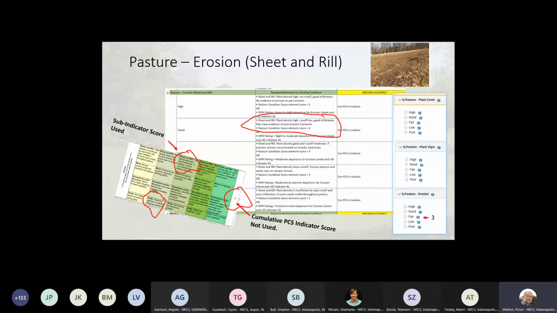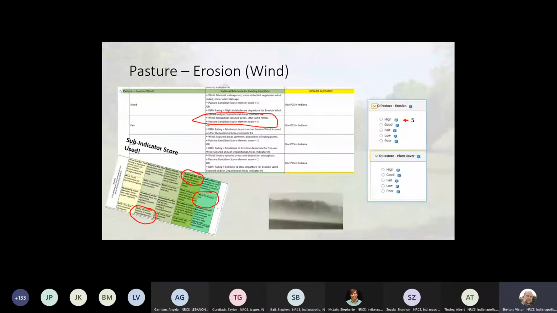Wind erosion is kind of the same way. It reflects only two indicators though, plant cover and wind erosion. So if you rated the individual sub-indicator for wind as a 5, again, even though the overall score is a 2, you're going to call that a 5 with the wind erosion. When you look at your question in CART, you'll rate that high because it was rated a 5 with the PCS.